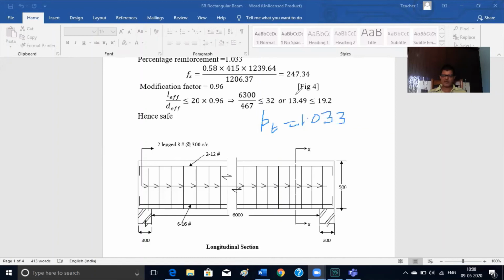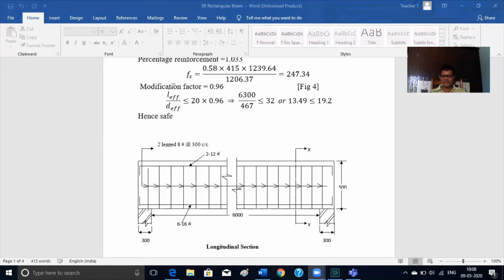From that curve on figure 4, for PT is equal to 1.033 and FS is equal to 247, the modification factor is coming 0.96. Now 20 into 0.96, this value shall be less than this. So 13.49 is less than 19.2. So this is safe. This is all regarding the deflection check.